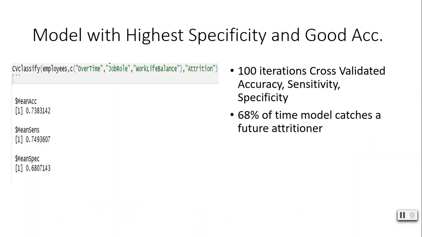Through trial and error, I arrived at a model that used overtime, job role, and work-life balance to predict attrition, and we can see that there's a mean sensitivity of 75%, meaning that if an employee that actually did not attrition was presented to our model, it would predict that the employee did not attrition 75% of the time. The 68% mean specificity represents the chance that our model will catch a future attritioner if he or she is presented to our model.